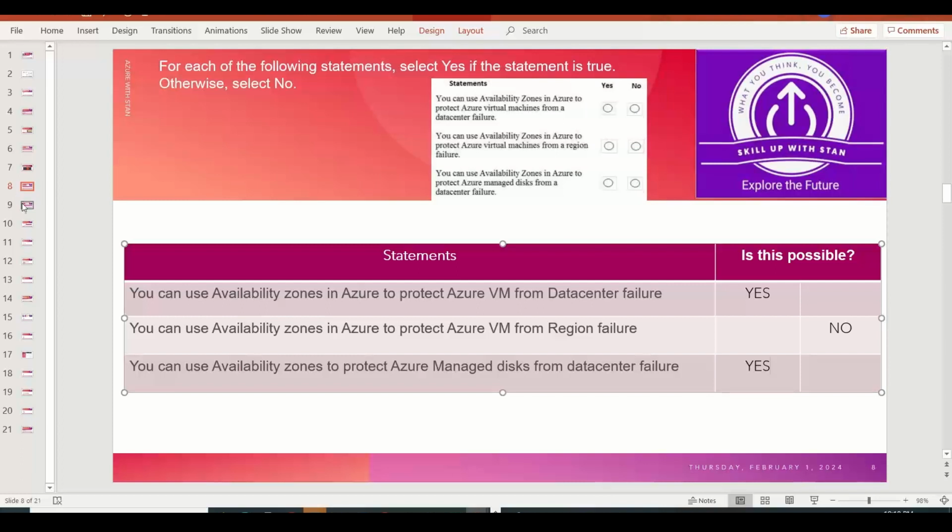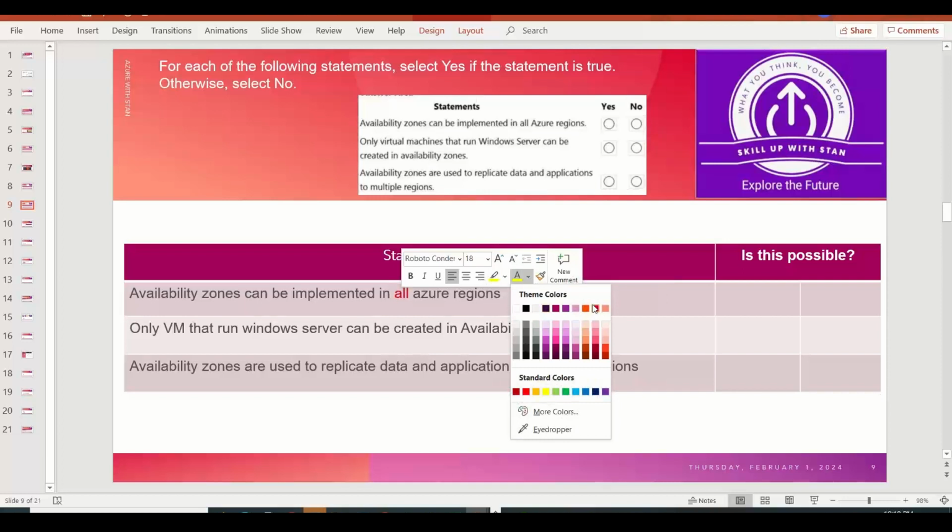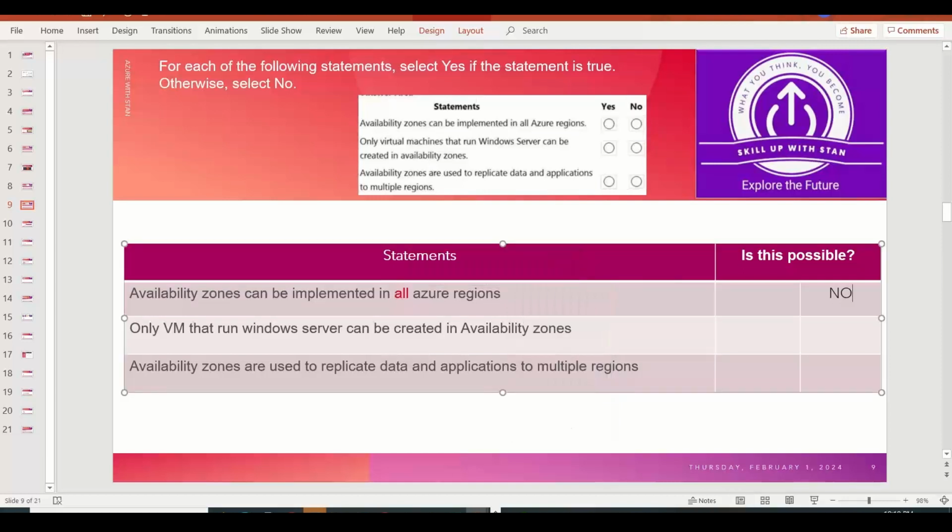Let's move on and see what kind of questions we have. Again, yes or no statement. Availability zone can be implemented in all Azure regions. No, that is not the case. For example, in South India, Chennai, we don't have multiple availability zones. Most of the Azure regions have two or three availability zones, and the majority of them have three, but it is not available in all the Azure regions. It is available in most of them, but not in all of them. So the answer is no for this.